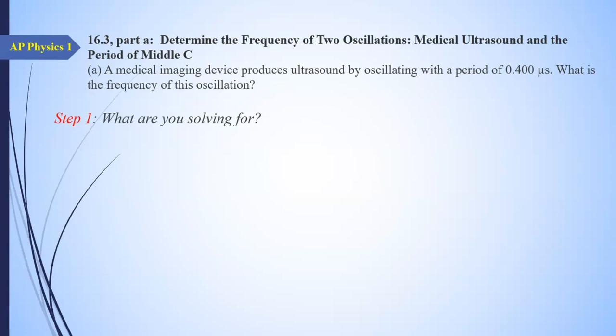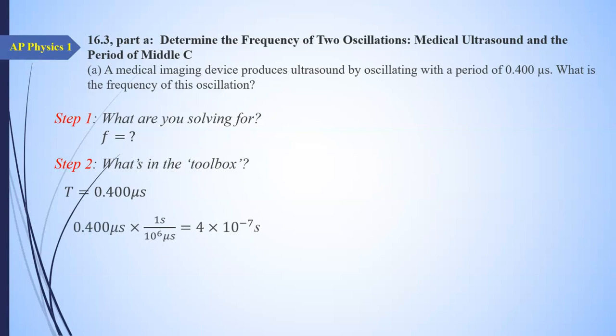So what are you solving for? Frequency. F equals question mark. Okay, what is in the toolbox? The period. It's 0.4 microseconds. It's given to you. So you're going to convert that into scientific notation in seconds. So 10 to the minus 6th, you move the decimal over one position, and you get 4 times 10 to the negative 7. Microseconds cancels, and there you go.